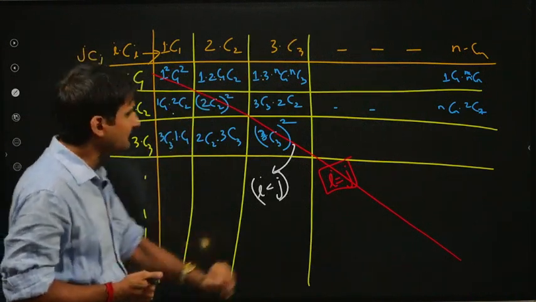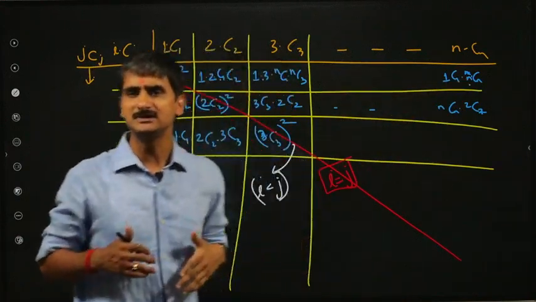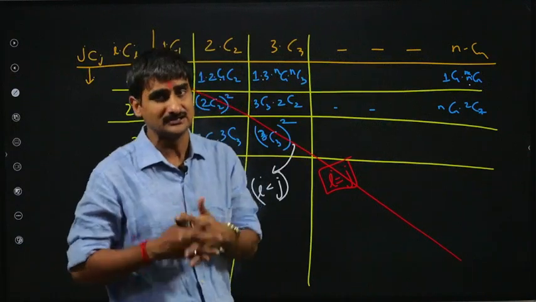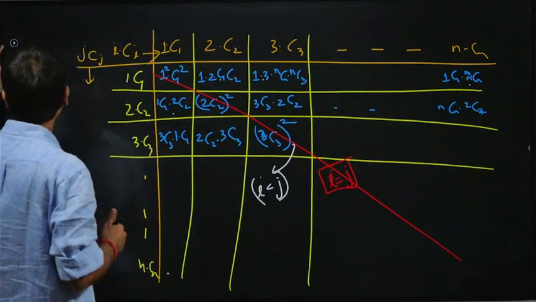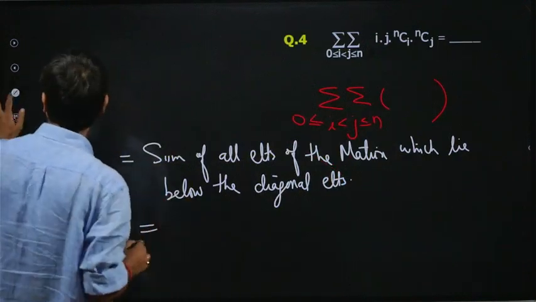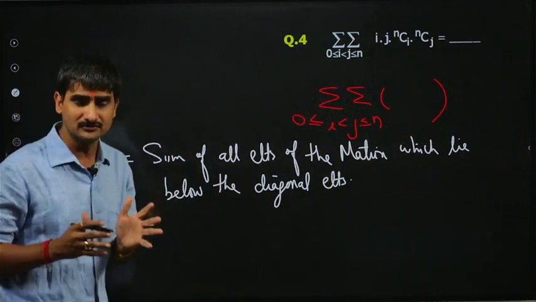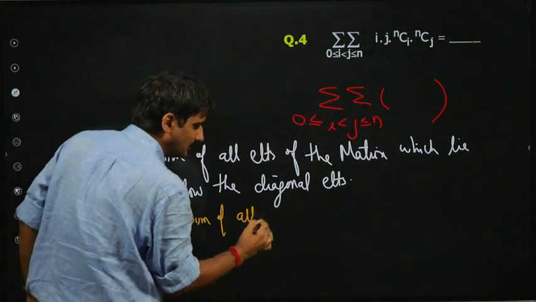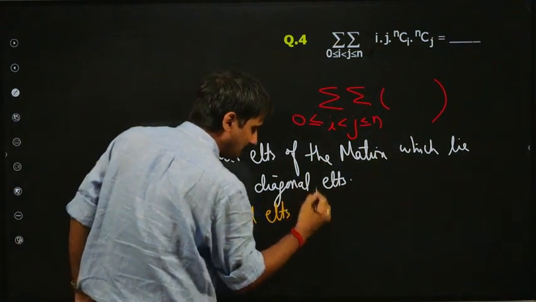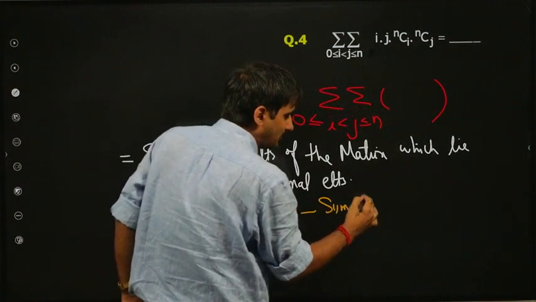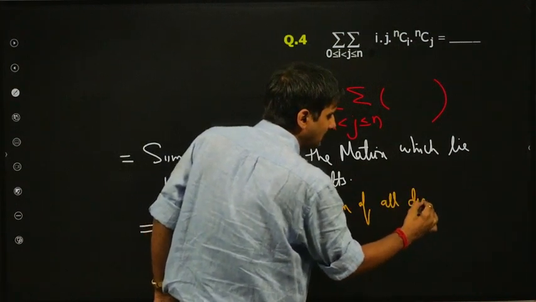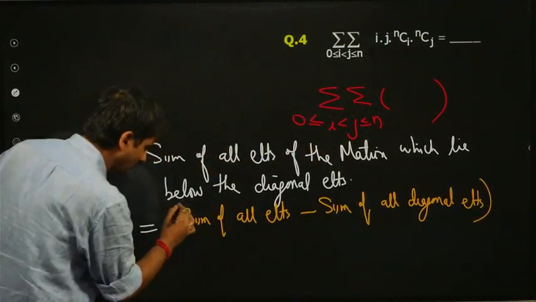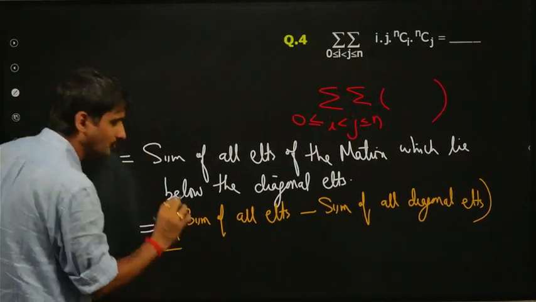Okay, the term you will be having here will be the same as you have here. So that means by symmetry we can say the terms which are above the diagonal elements are same as the terms which are below the diagonal elements. So I can write this as equal to the sum of all elements of the matrix minus the sum of all diagonal elements, and then the whole divided by 2.